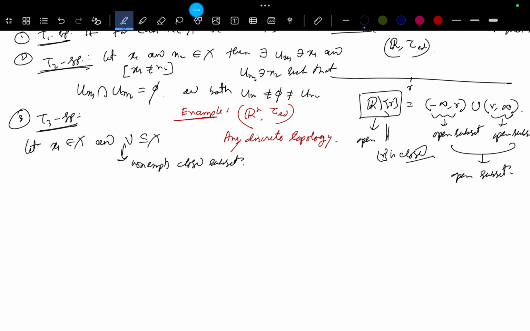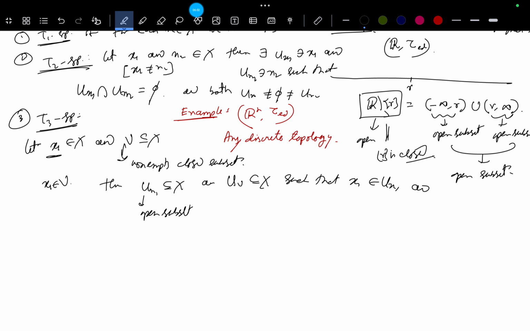If we consider any particular singleton point and any non-empty closed subset that does not contain the point I have chosen, then this singleton point and this closed subset can be separated with disjoint open subsets. So there is an open subset U_x1 of X and an open subset U_V such that x1 is in U_x1 and V is inside U_V.